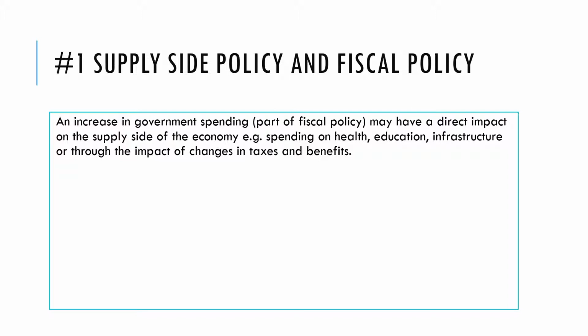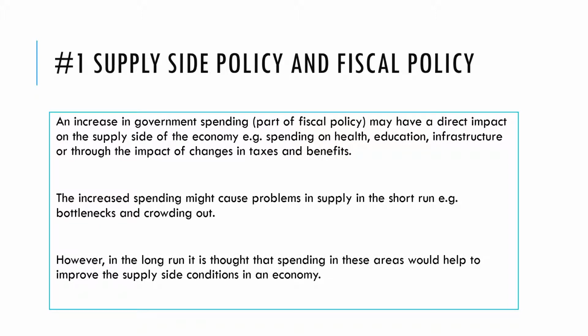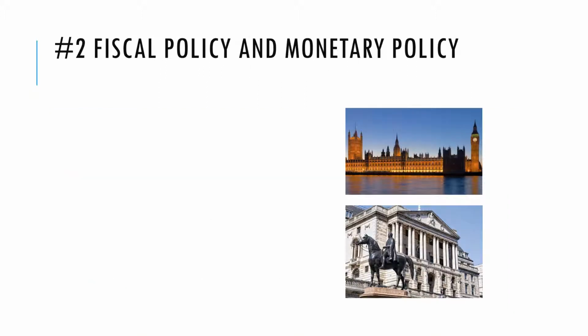So for example, they're spending money on health or education or infrastructure, or changing something in terms of tax and benefits. Now that increased spending might cause some problems in terms of supply in the short run. For example, the increased spending on education and building new schools might cause bottlenecks in the cement industry, or maybe raise prices of bricks, which makes it more difficult for businesses, the other elements of the supply side in the economy, to function. However, in the long run, the spending might, once it's done, actually help improve the supply side conditions in an economy.